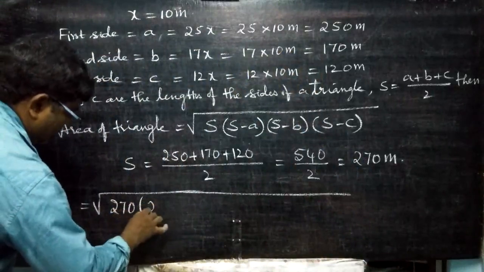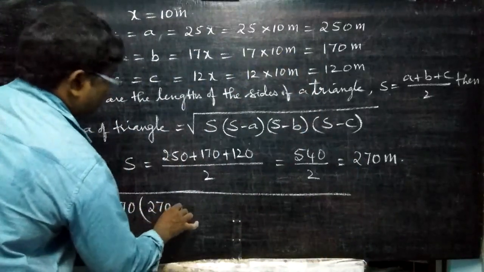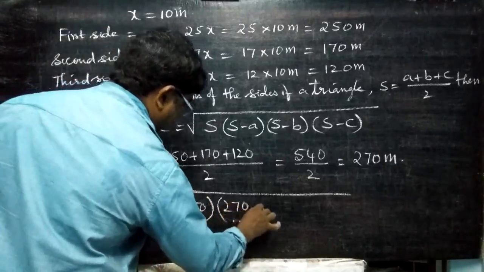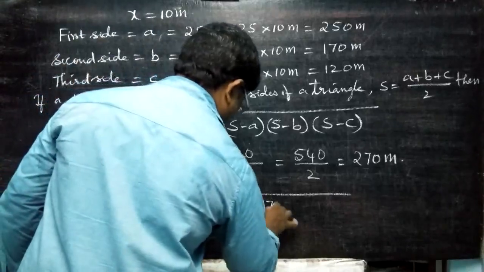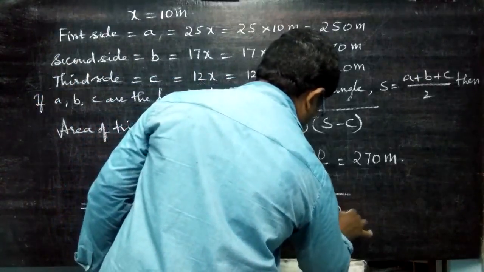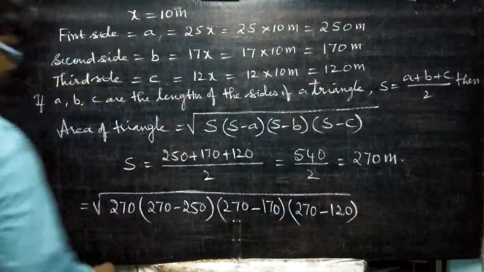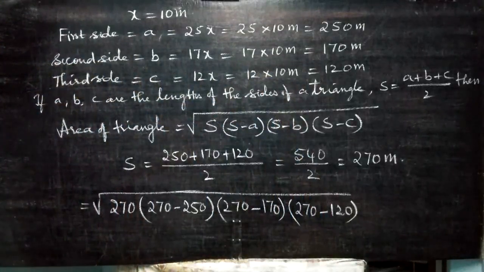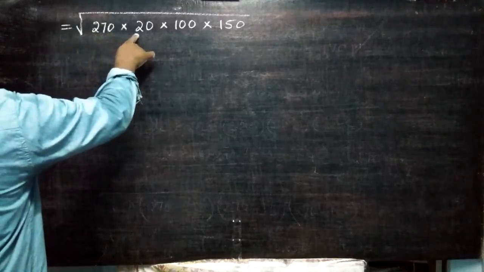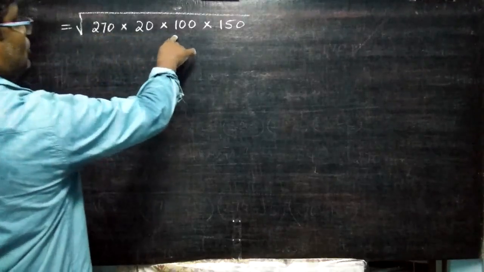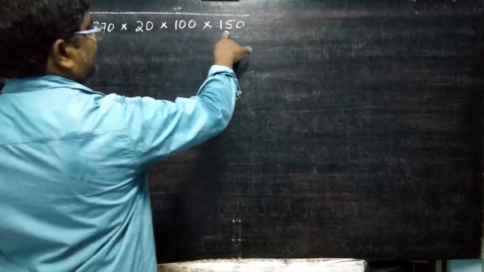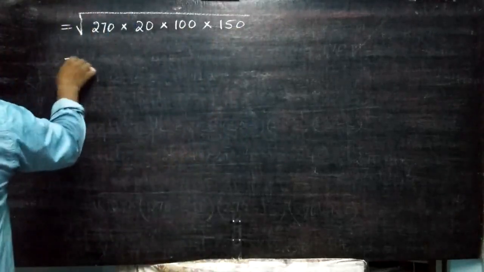Now we are doing the square root of 270 into (270 minus 250) into (270 minus 170) into (270 minus 120). Now simplify clearly. Now s is 270 only. 270 minus 250 is 20. 270 minus 170 is 100. 270 minus 120 is 150. Now change into factors.